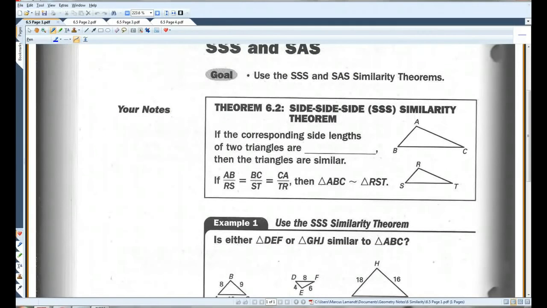Alright, SSS similarity. This is different from the SSS congruency theorem. This says that if the corresponding side lengths of two triangles are proportional, then the triangles are similar. Okay, so in this case, if this side and this side and this side are proportional to these three sides, then these two triangles are similar.